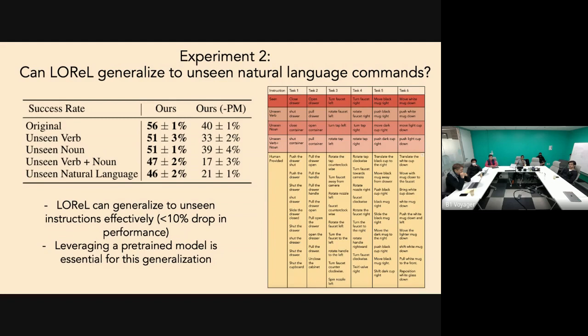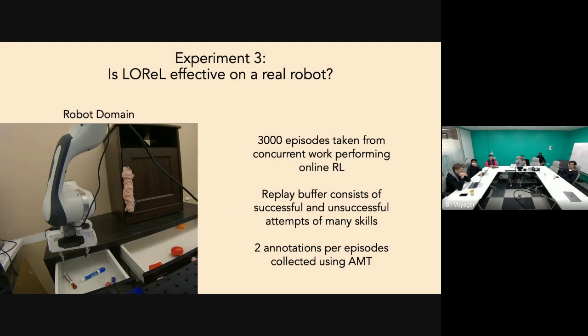Cool. And lastly, the main experiment here is that we wanted to deploy this on a real robot. So we took about 3,000 episodes of data from a concurrent work that was doing online RL. This replay buffer has many successful and unsuccessful attempts of many different skills. Then we took this data set without any modification, threw it on Mechanical Turk, and had humans annotate with natural language what they see happening.